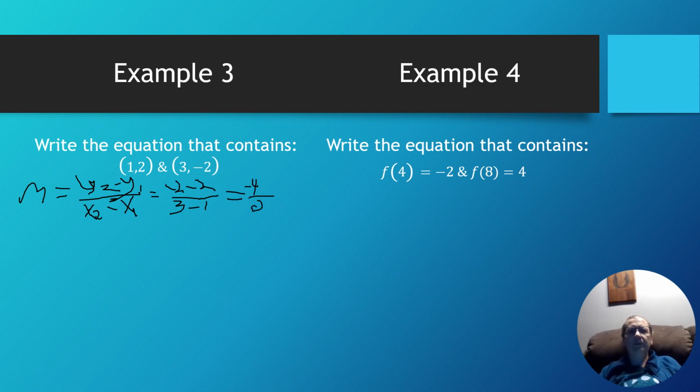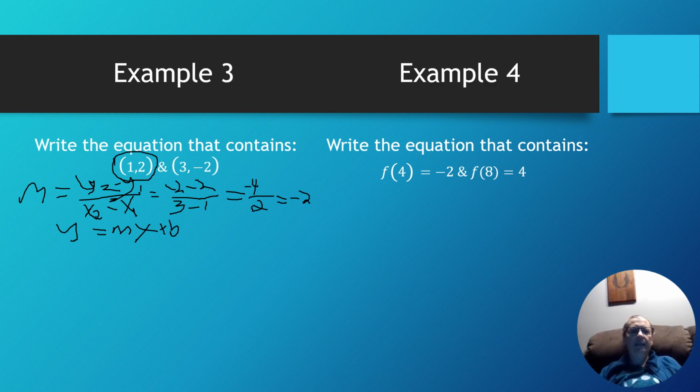3 minus 1 is 2. Reducing that, I get negative 2. Now, my slope-intercept form is y equals mx plus b. I'm going to put in my negative 2 for my m, and I'm going to choose one of the 2 points to be my x and my y. It does not matter which of the 2 points you choose. So I'm just going to choose the one that doesn't have negatives in it, just to keep my life easy.